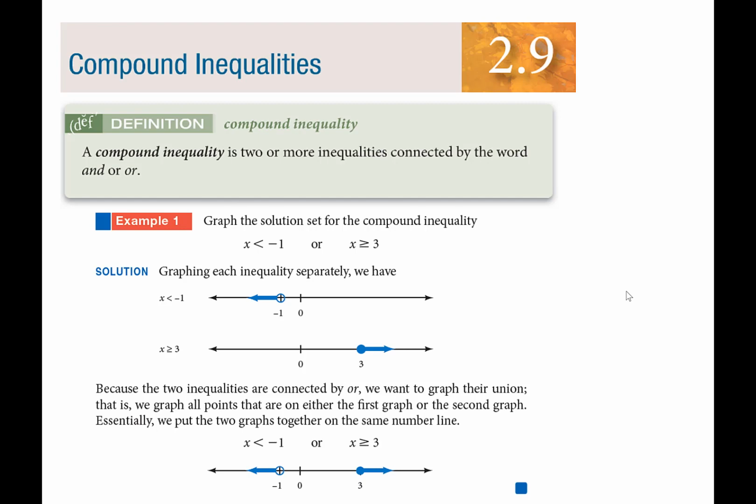It means you have two inequalities that are joined together, and you can join them together either by the word and or by the word or. So and, or, and these guys are going to be very different from each other. So let's take a look at example 1 from the textbook, and we'll see.